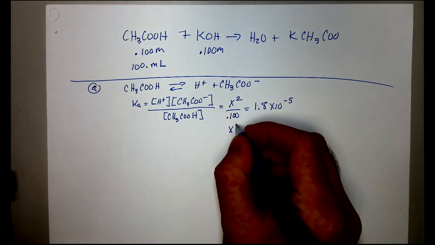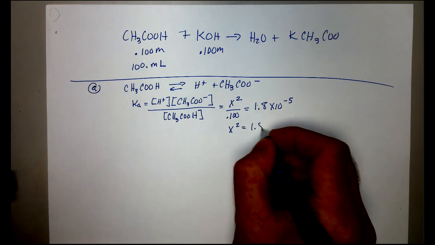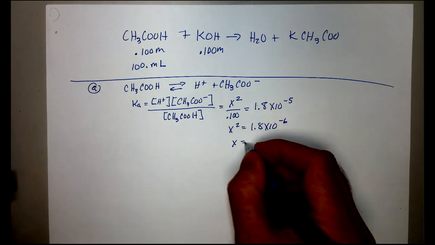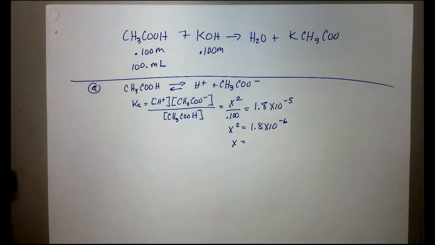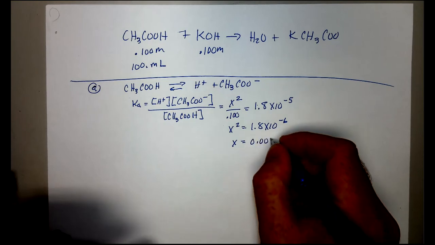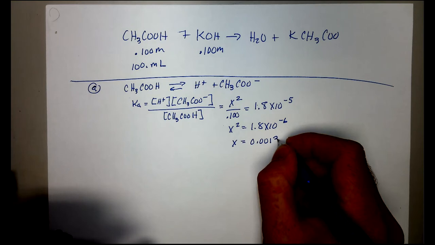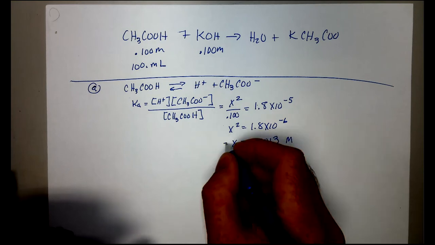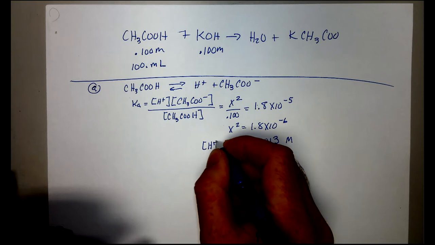So then X squared equals 1.8 times 10 to the negative sixth. And then we're going to take the square root of that. So the square root of 1.8 times 10 to the negative sixth will give us 0.0013 molar. That is equal to our H+.